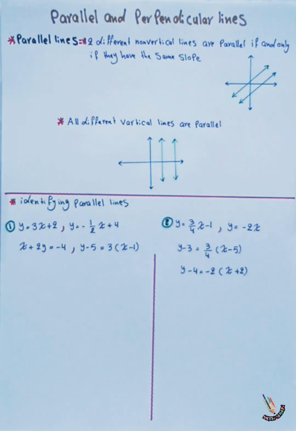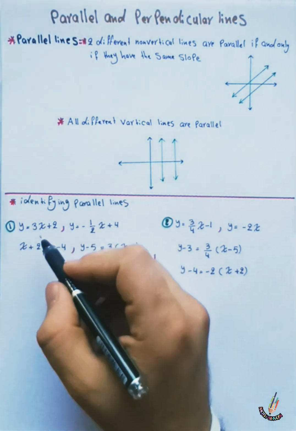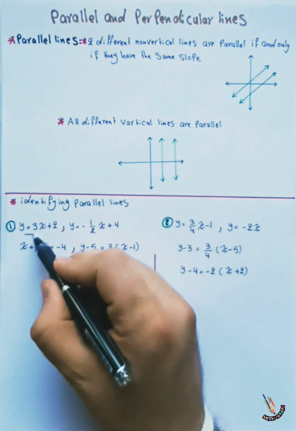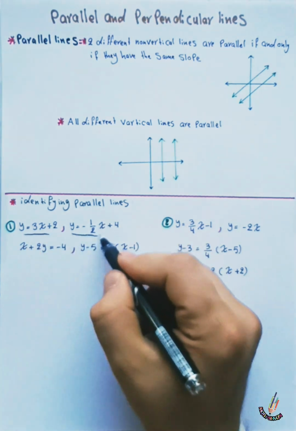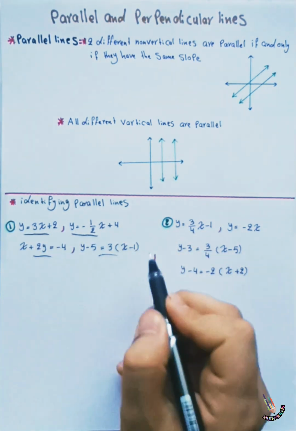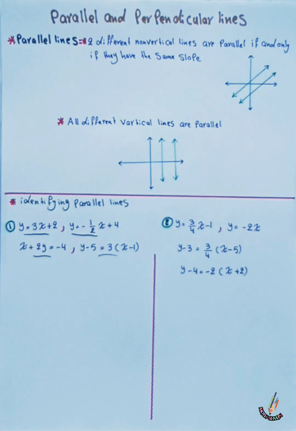In the first part of this lesson, how can we identify parallel lines? In this example, we have four lines. This is the first line, and this is the second, third, and fourth. How can we identify parallel lines? We have to look at the slopes. If two lines have the same slope, we can say these two lines are parallel lines.